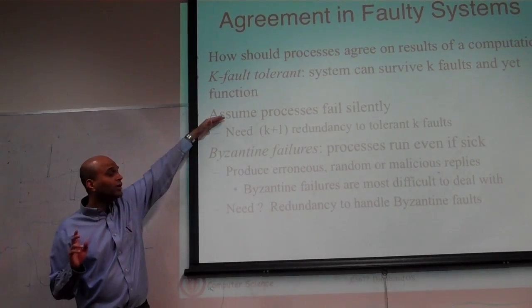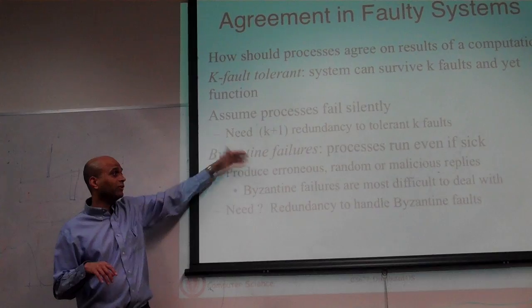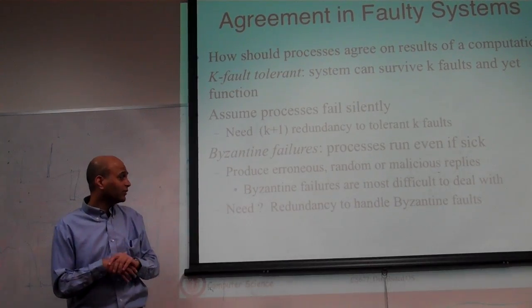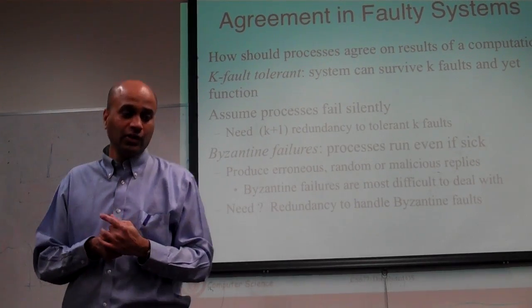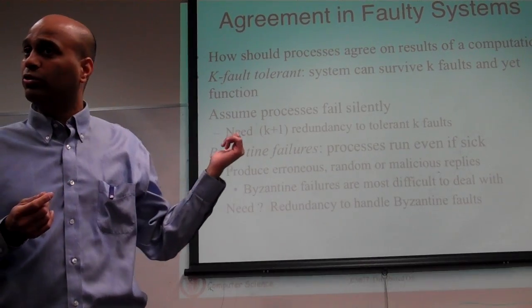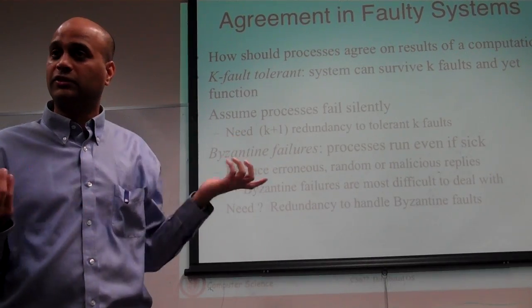So for crash faults we said we just have K plus 1 replicas. Now we'll see what we need to do here. These are the most notorious faults to tolerate. And this is where we are going to use voting. In the previous case we didn't need to use voting.